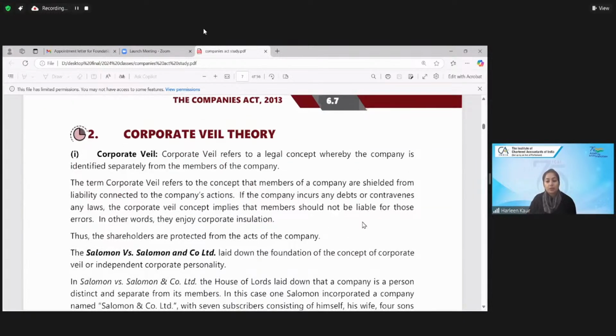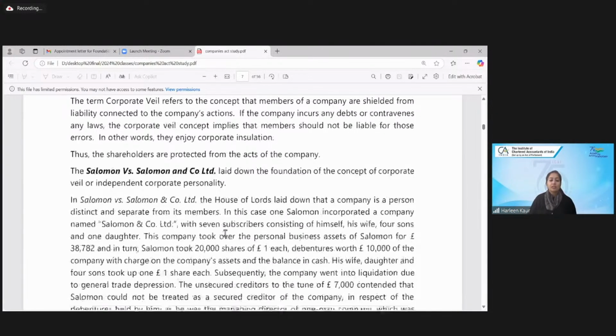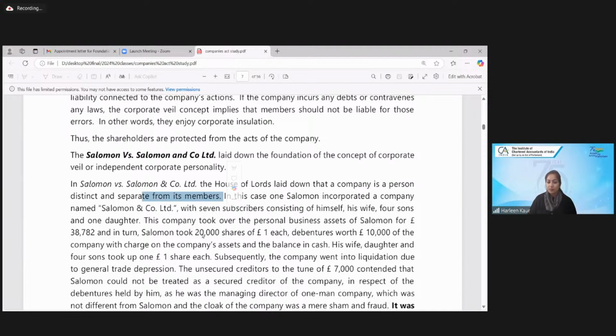So corporate veil theory, I was explaining to you Salomon versus Salomon and Company Limited. This case law has laid down the foundation of corporate veil theory. First of all, what is the meaning of the word corporate veil? Liability of the company is different and shareholders are different from the company. It is given to give protection to the shareholders because there is no unlimited liability concept. That's why the company's property, company's assets, liabilities belong to the company and shareholders are the members. There is a separate legal existence. So in Salomon versus Salomon, the House of Lords laid down that the company is different and distinct from its members.